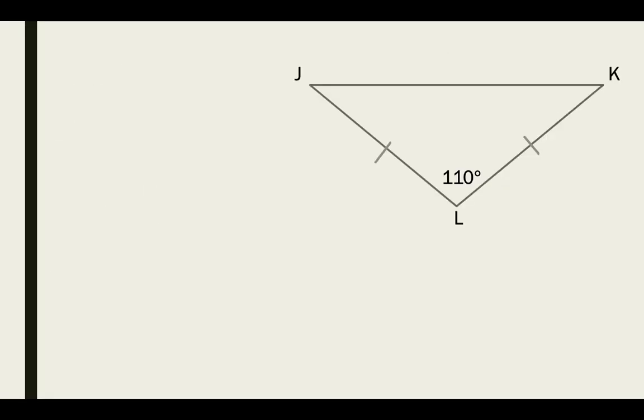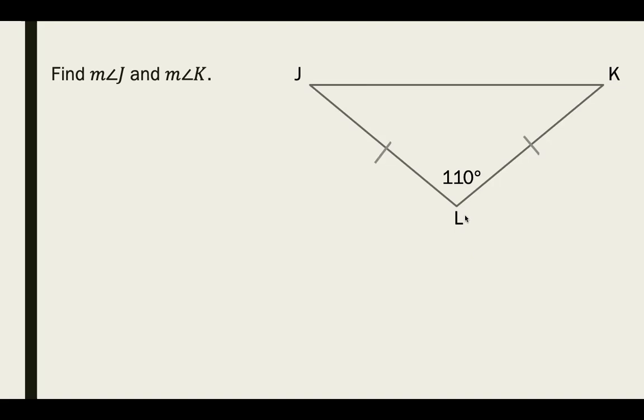Here we have an isosceles triangle again. This time, we're given a vertex angle equaling 110 degrees. J and K would be the base angles, which would be congruent to one another because they are opposite the legs. And we are going to find the measures of those two angles.